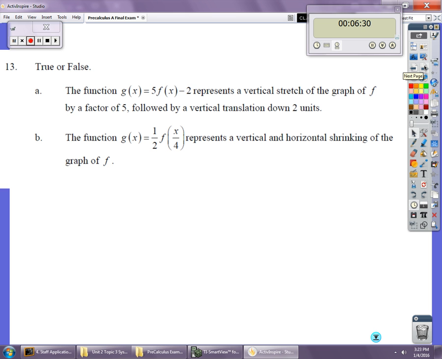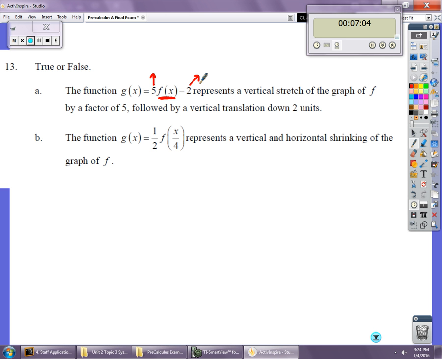Okay, number 13, true or false? The function g of x equals 5 times the function minus 2 represents a vertical stretch of the function by a factor of 5, followed by a vertical translation down 2. No matter what the function is, you can see they're just giving you f of x. They're not telling you any specific kind of function. Really, what this question is about is, do you know what the 5 does in that position, and do you know what a minus 2 does in that position?